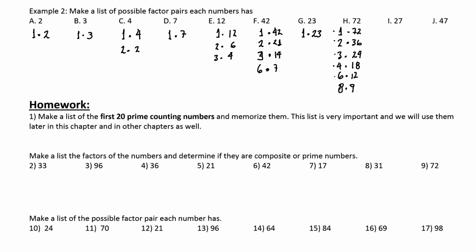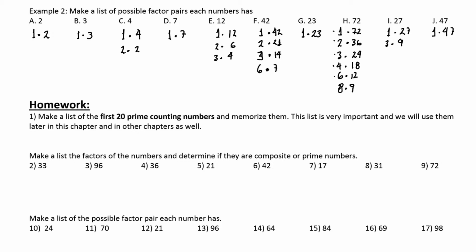The next one is going to be 1 and 27. 2 doesn't work, but 3 does, and you get 3 and 9. And then the next one would have been 9, so we can actually stop right there. Those are the two possible factor pairs. And for the last one, since it's a prime number, it's only 1 times 47. So remember this process because we're going to need it in quadratic trinomials.